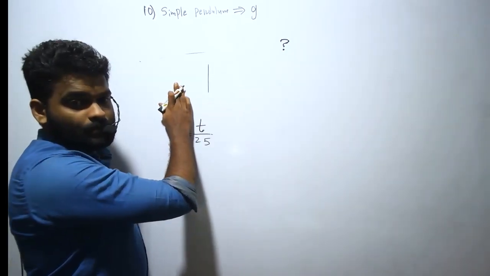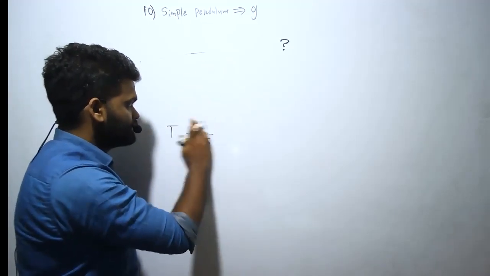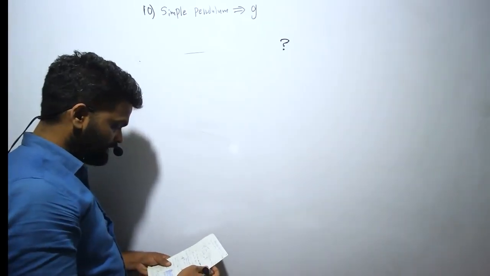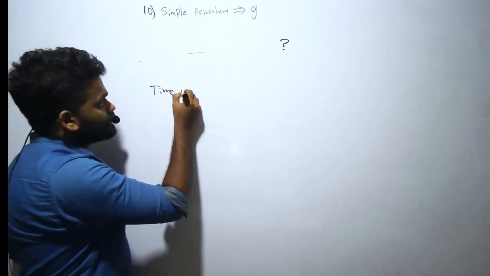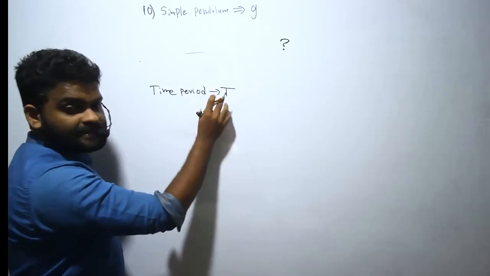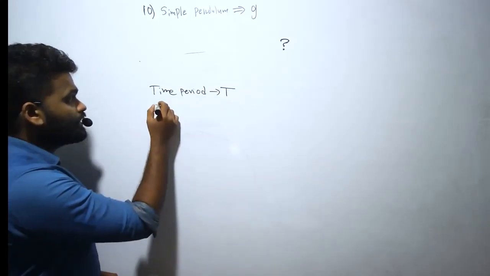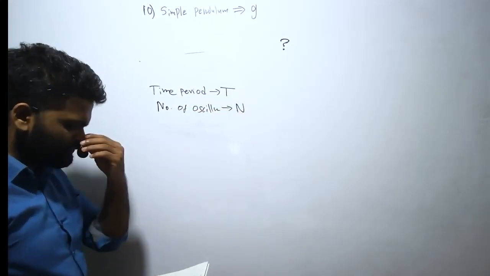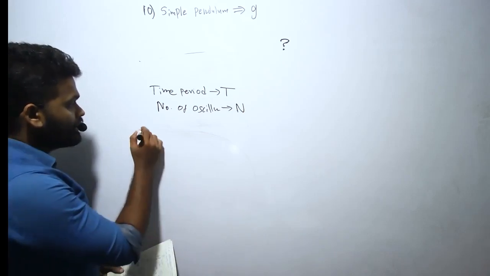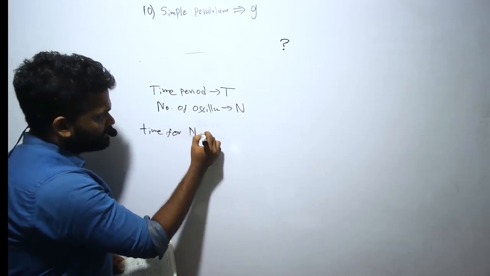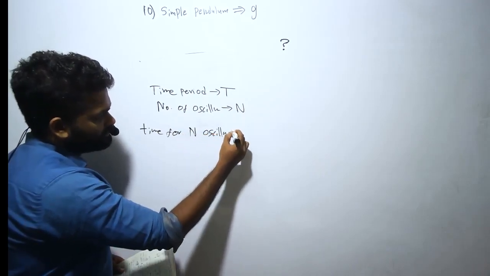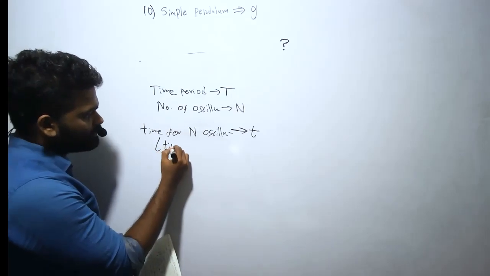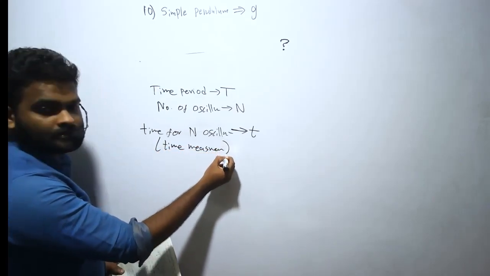Okay, so this stuff is very important. Now carefully listen. Let's say the time period is capital T. The number of oscillations is capital N. If you want, you can take it down. The time for capital N oscillations, let's say, is simple t. This is what we call time measurement. Take this down.